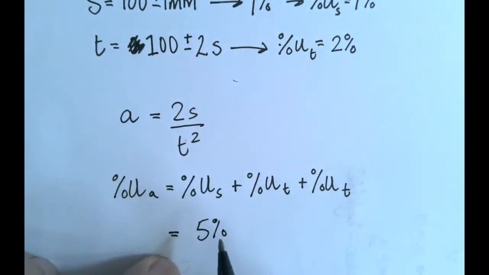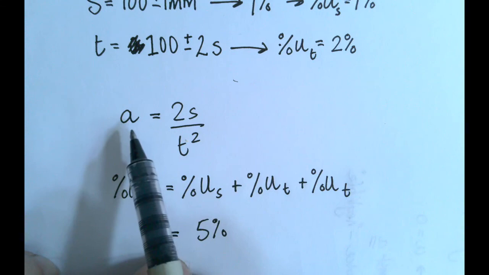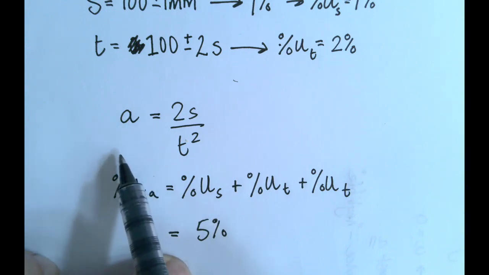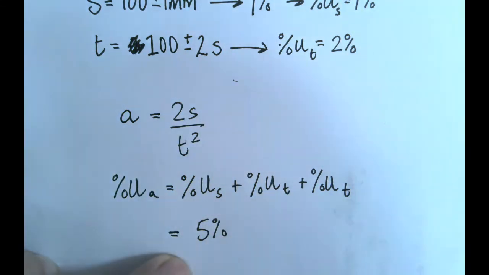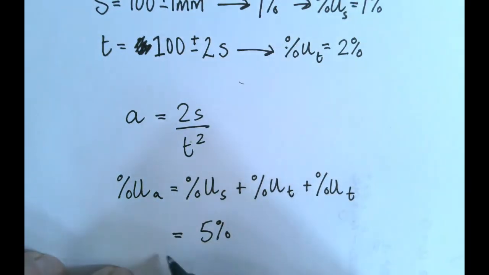Now often, telling someone that there's a 5% uncertainty isn't that informative. So what you would then do is turn it back to an absolute uncertainty, and you would look at your value of the acceleration that you'd calculated, say what is 5% of that, and then write plus or minus that value. I'm not going to do that now, and that's it.